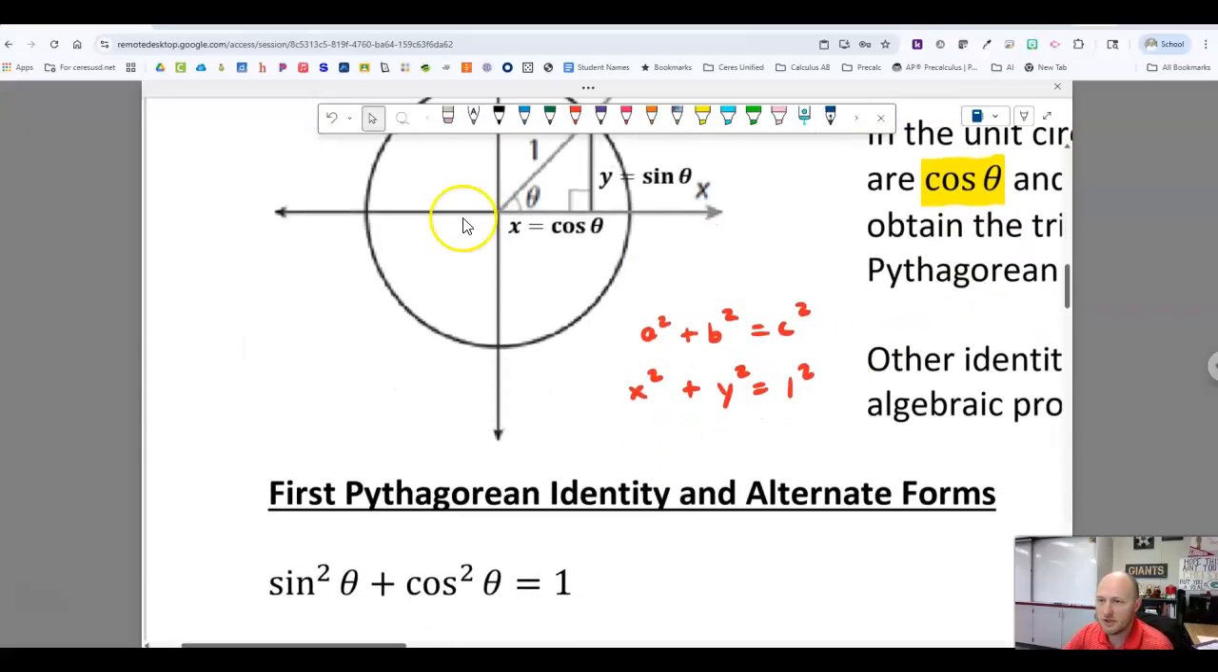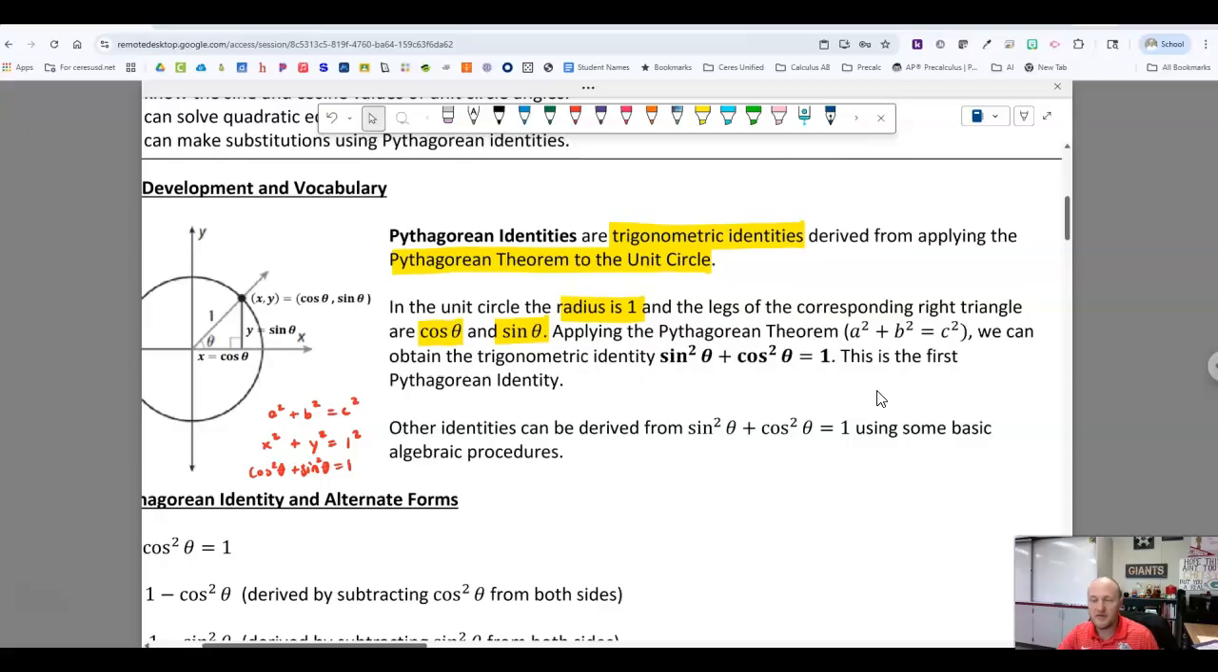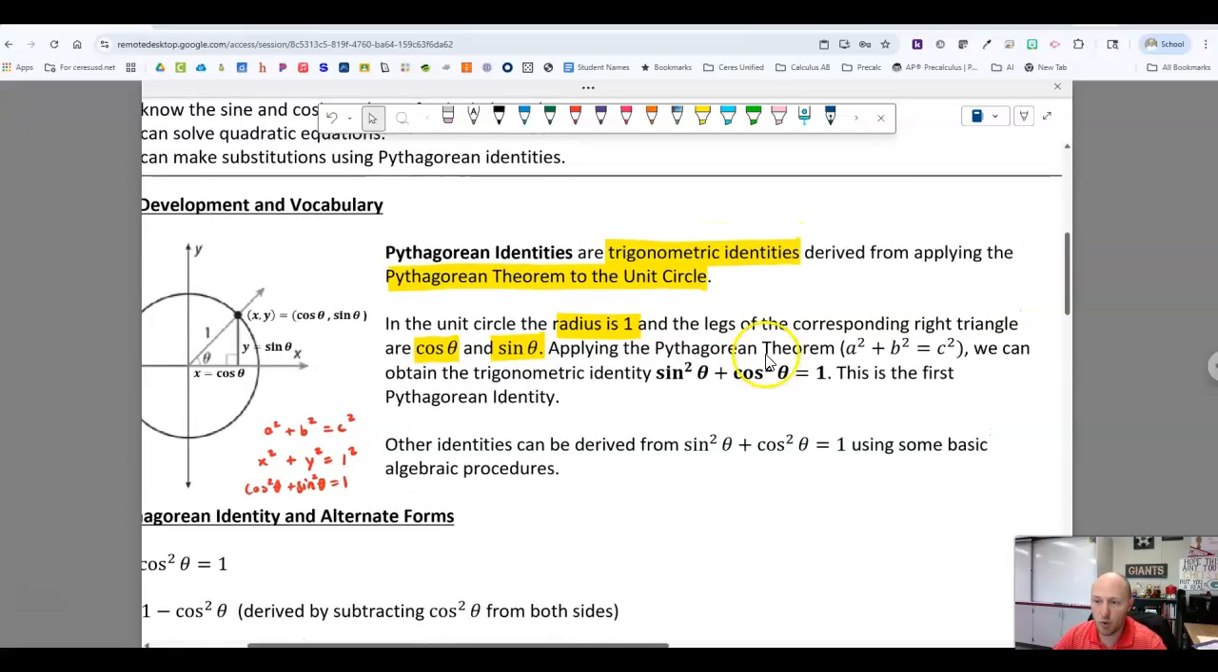So I can go ahead and substitute out x, and we get cosine squared theta plus sine squared theta is going to equal 1. And this is the Pythagorean identity. And you usually see it sine squared plus cosine squared theta equals 1. But that is the main, most important Pythagorean identity. All of the other trigonometric formulas can be derived from this one function using basic algebraic principles, okay?